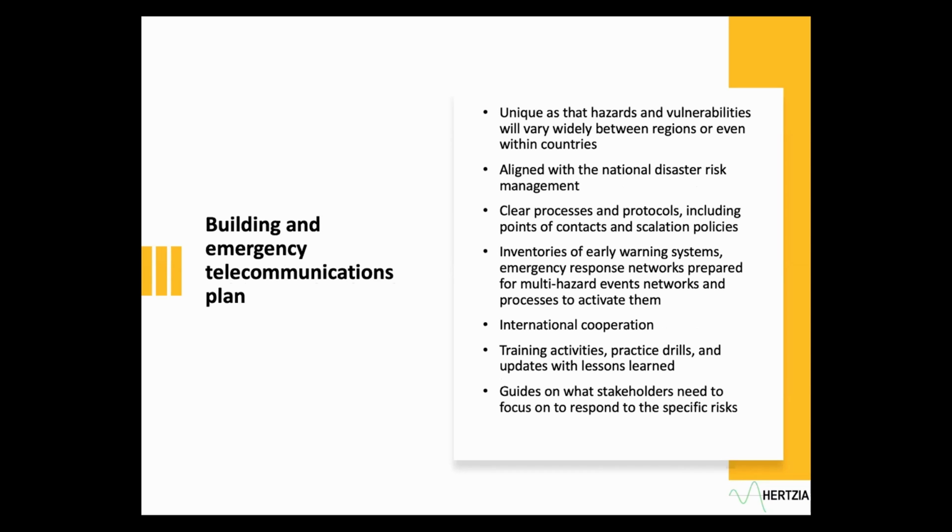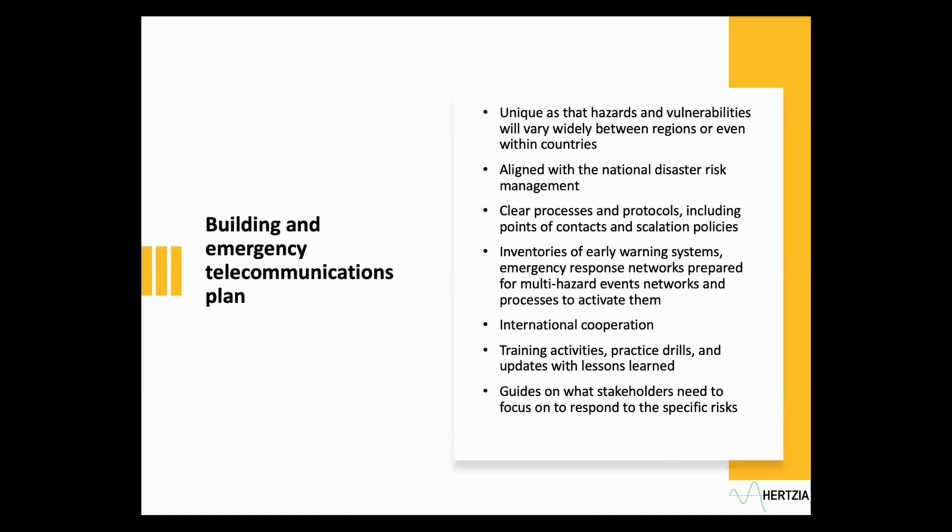So how can we build an emergency telecommunications plan? Well, first of all, we need to take into consideration that an emergency plan is unique. Obviously, the hazards and vulnerabilities will be different between regions or even within countries. The emergency plan should be aligned with the National Disaster Risk Management, with clear processes and protocols, including obviously the points of contact and escalation policies, in order to make sure that you will know for sure who should be contacted in one organization and what will happen if that contact is not available. You should have some escalation policies available within your emergency telecommunications plan.